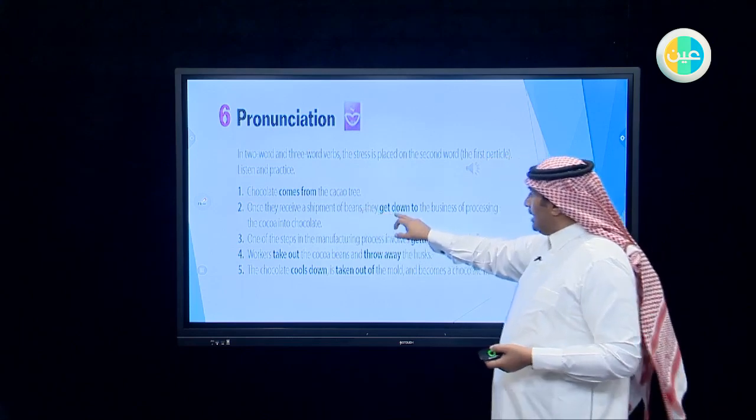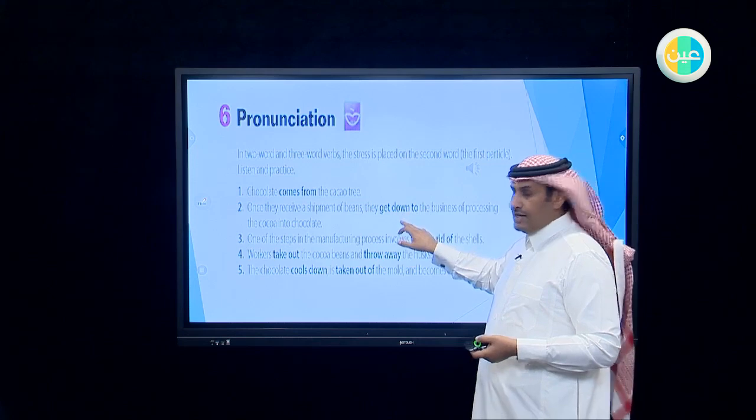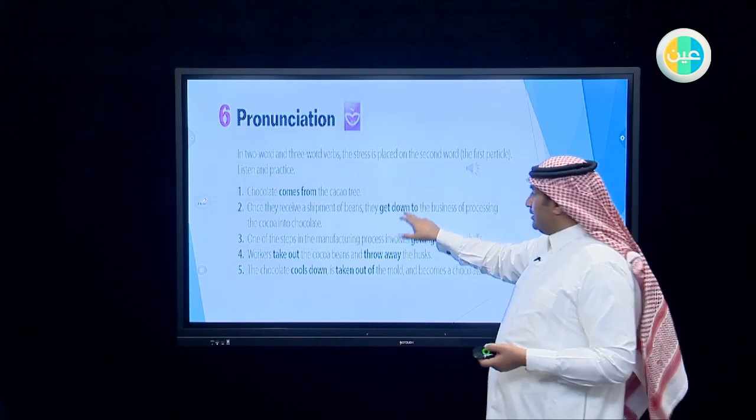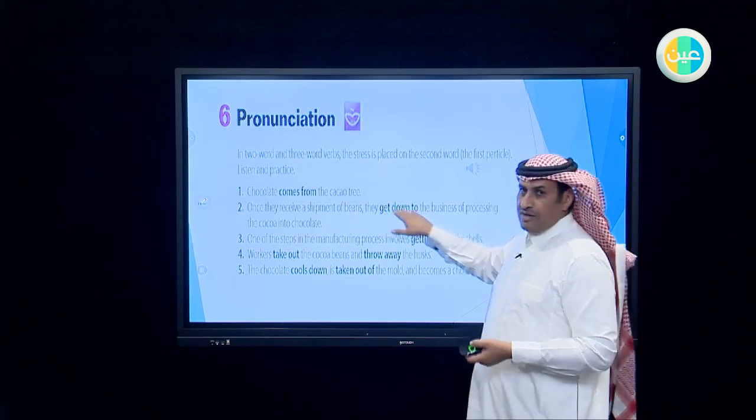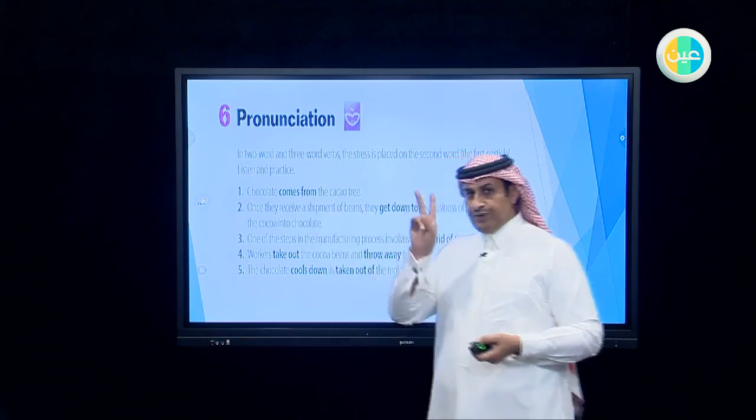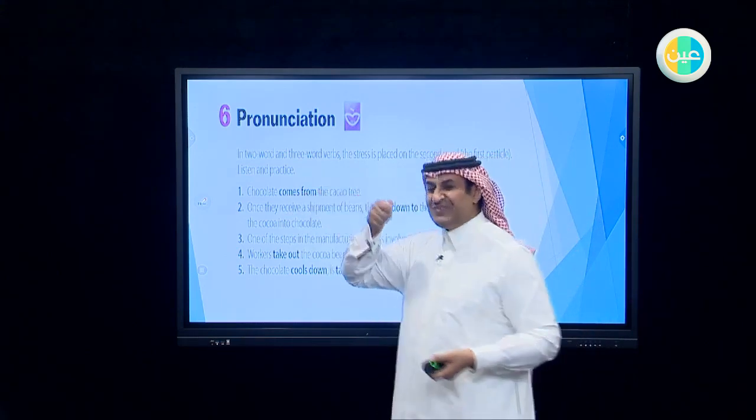Like this one. You can see here how many words we have: a verb and an adverb, and we have the preposition, which we call the particle. This is what we call a 3-word phrasal verb. And this one is a 2-word phrasal verb, like chocolate comes from.